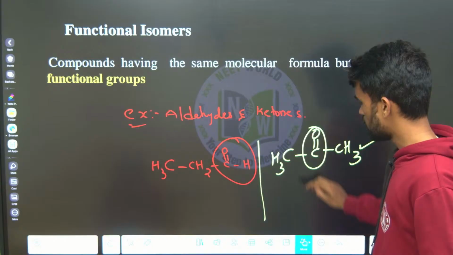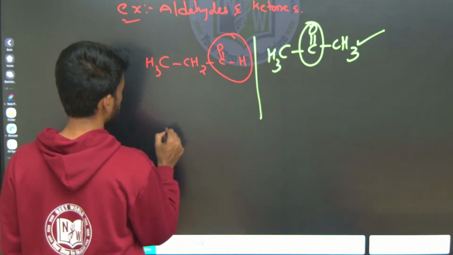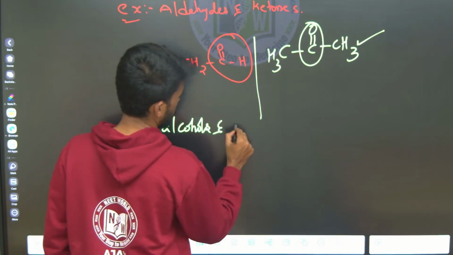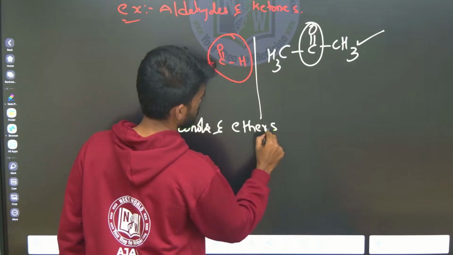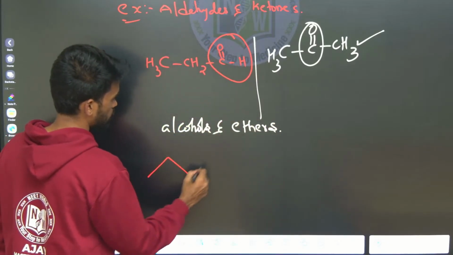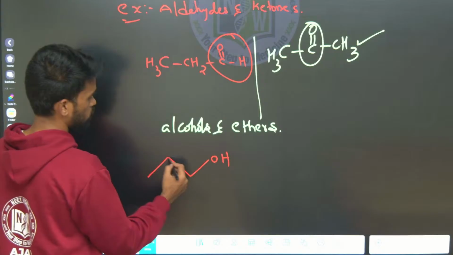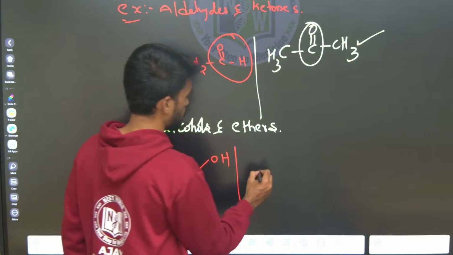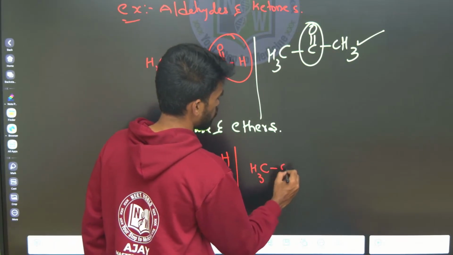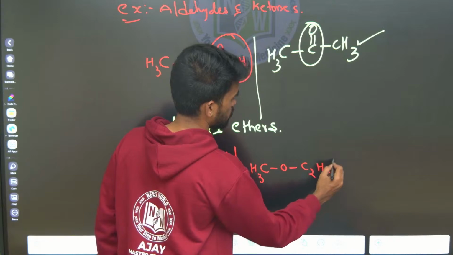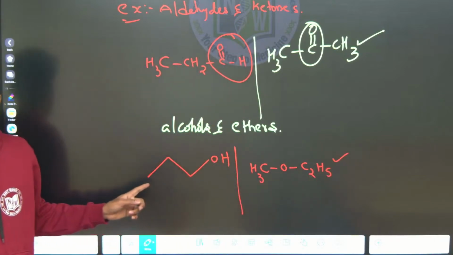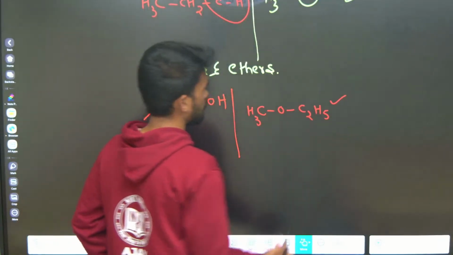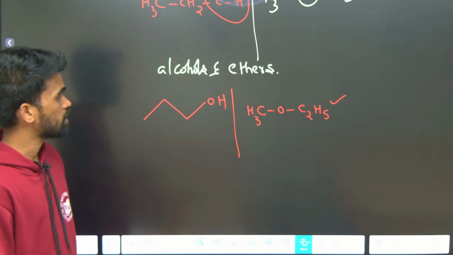Similarly, we can get alcohols and ethers. Give an example for alcohol: 1, 2, 3, so propanol I have written, and with the same molecular formula I am writing CH3OC2H5. So this is an ether, and this is an alcohol. Methyl ethyl ether we can say, or we can say methoxyethane.